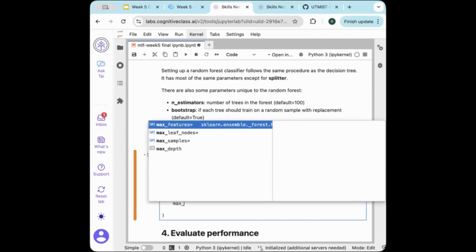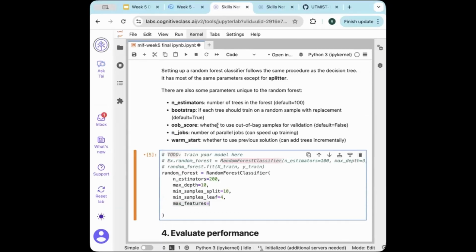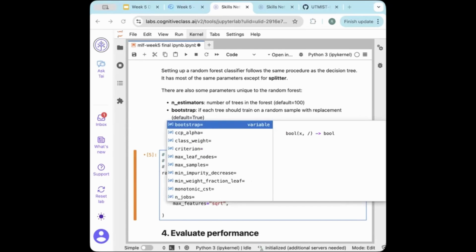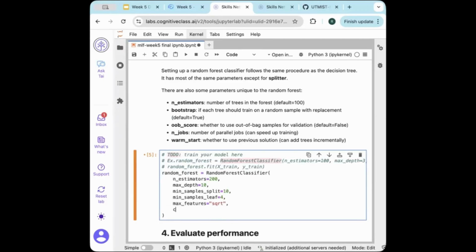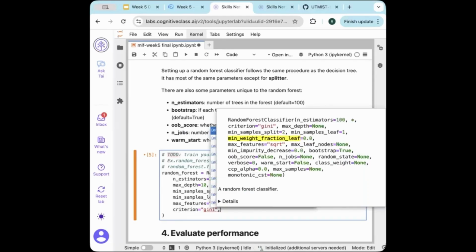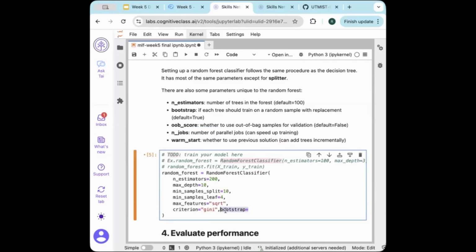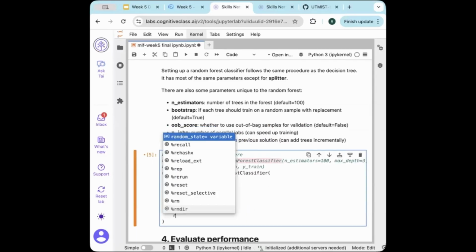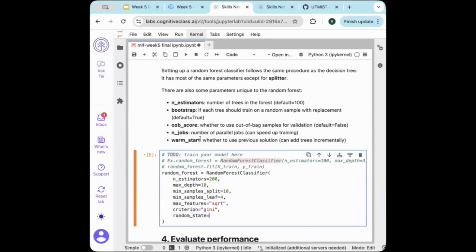And max features. I'm going to explain what this is in a second. It's going to be square root. What this determines is basically feature subsampling per split, or diversity. Criterion. Let's use a different criterion this time, just to experiment with the different options we have. I'm going to use Gini rather than entropy. And random state, I'm going to use the same number I used above, which is 42.